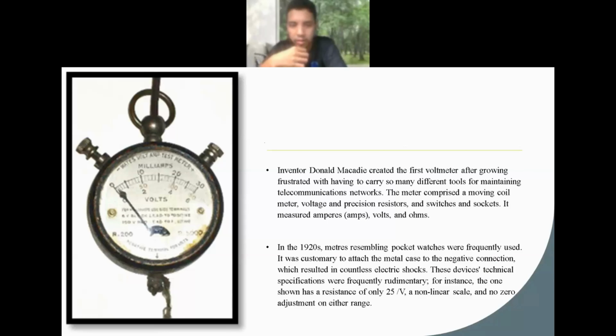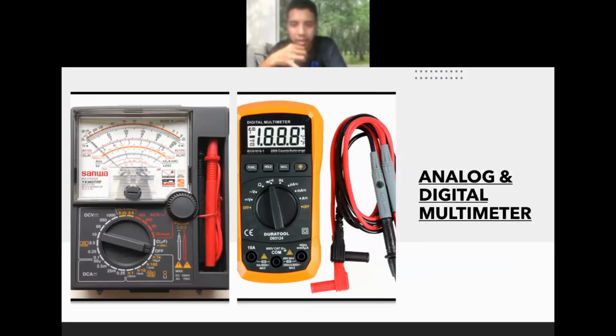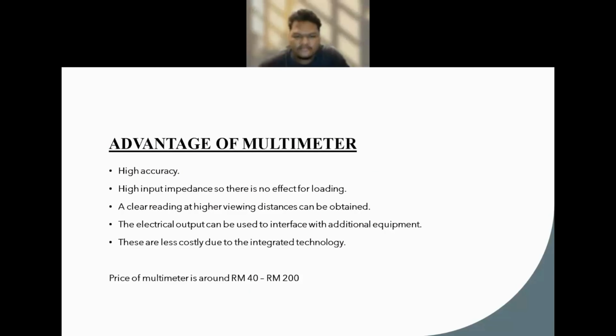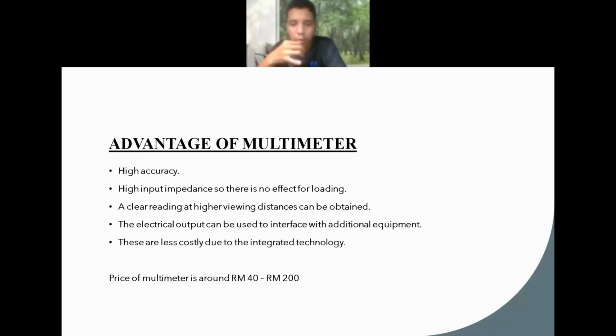This is the analog and digital multimeter. The left one is the analog. The advantages of the multimeter: high accuracy, high input impedance, so there is no effect of loading. A clear reading at a higher viewing distance can be obtained. The electrical output can be used to interface with additional equipment. These are less costly than integrated technology. The price of a multimeter is around 40 ringgit to 200 ringgit.